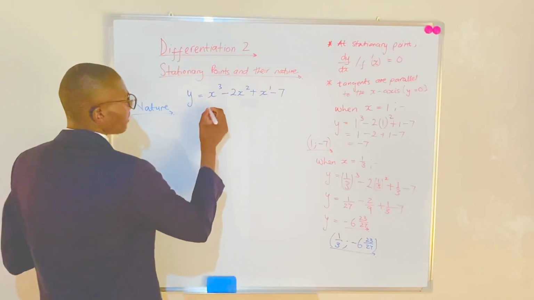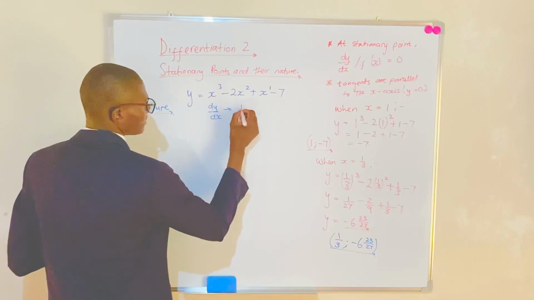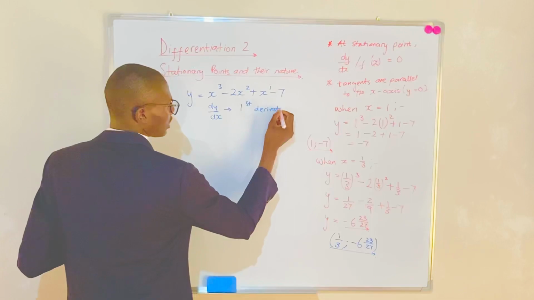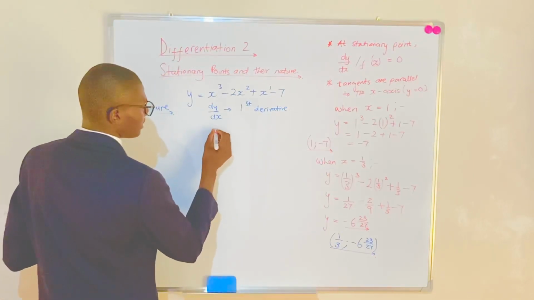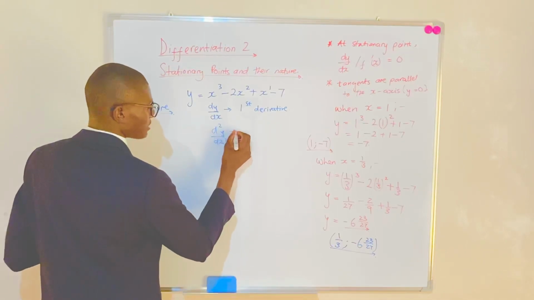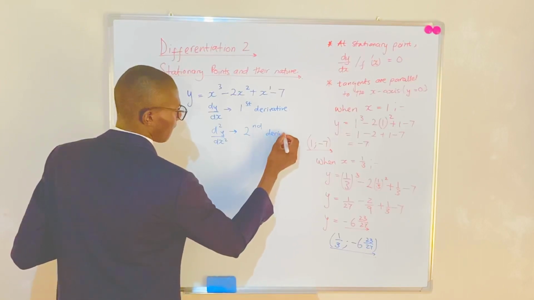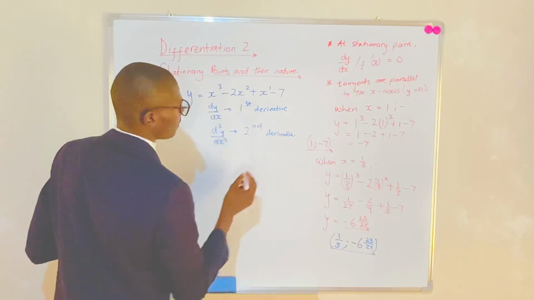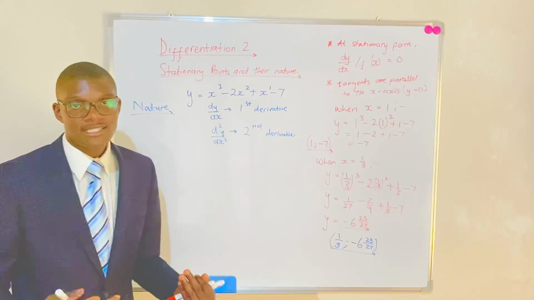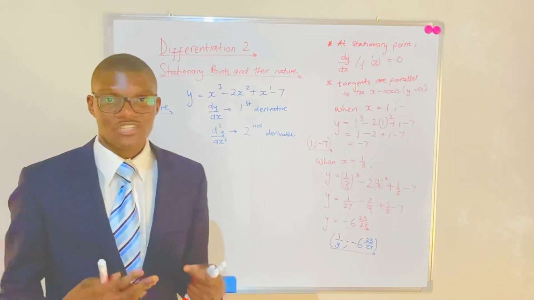So dy by dx is the first derivative. Then d squared y by dx squared is the second derivative. Okay, so now there are conditions that we use when we want to determine the nature of a stationary point.